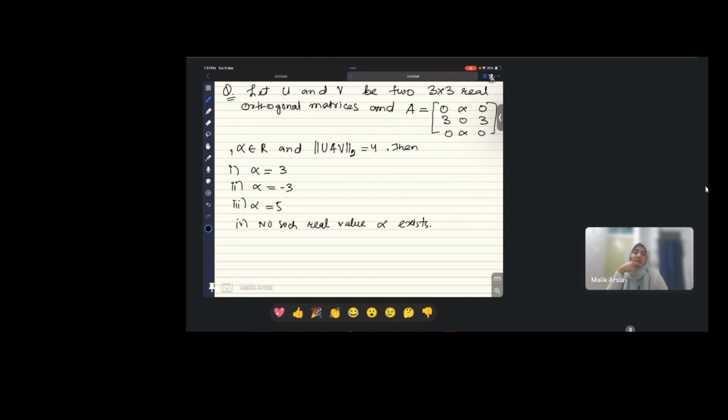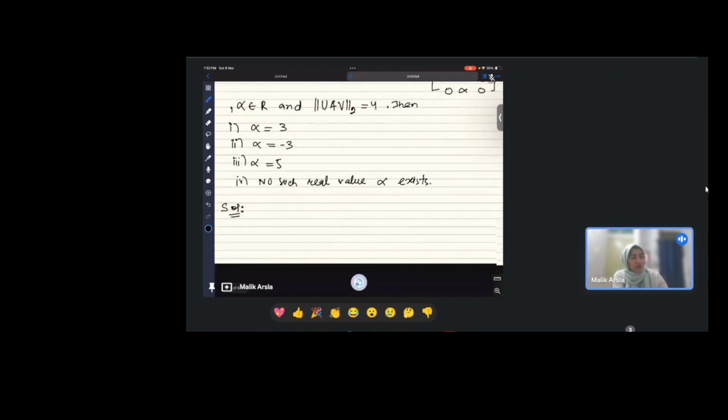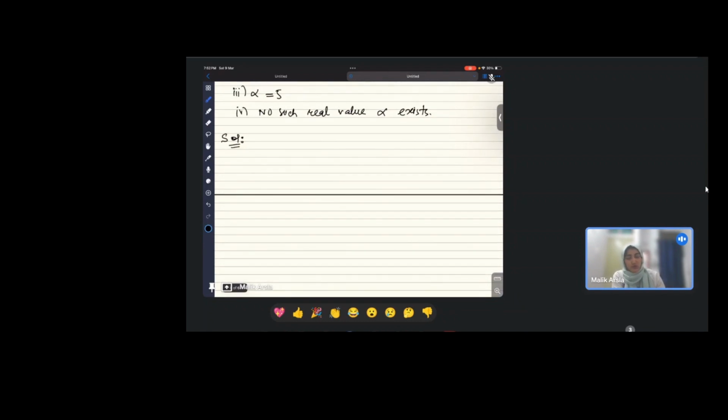So how do you approach this question? Any idea? Actually, U and V are given as real orthogonal matrices. So the 2 norm of UAV is equal to the 2 norm of A. So you have to calculate the 2 norm of A and equate it to 4, and find the value of alpha. Okay, madam, you can do it along with me. I'll also do the solution. You can also proceed.